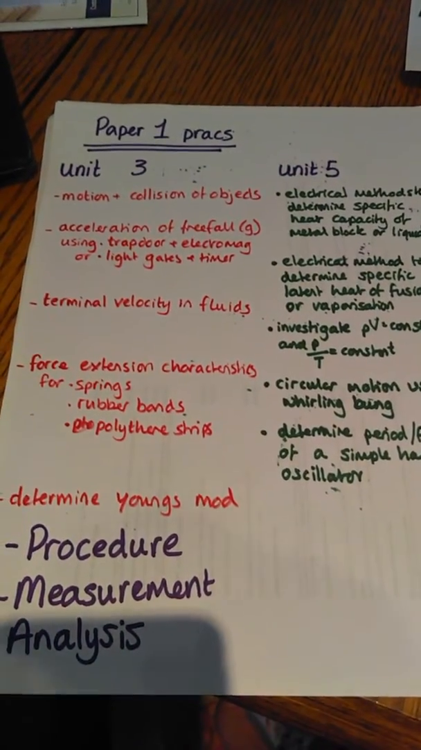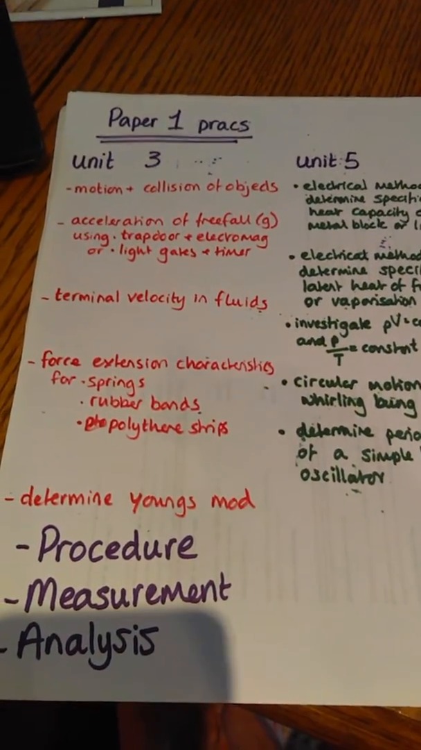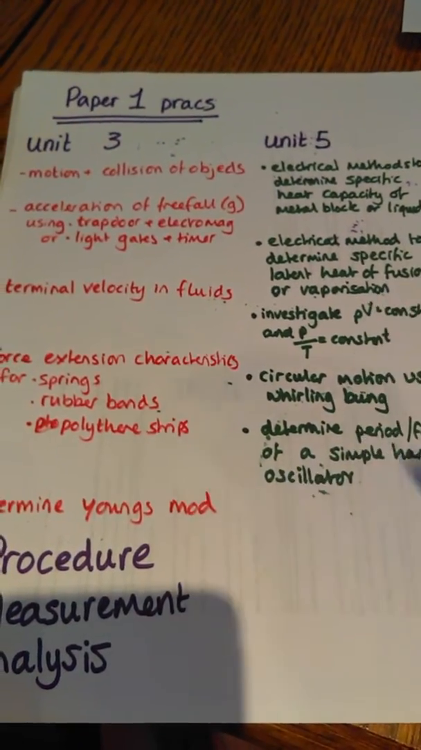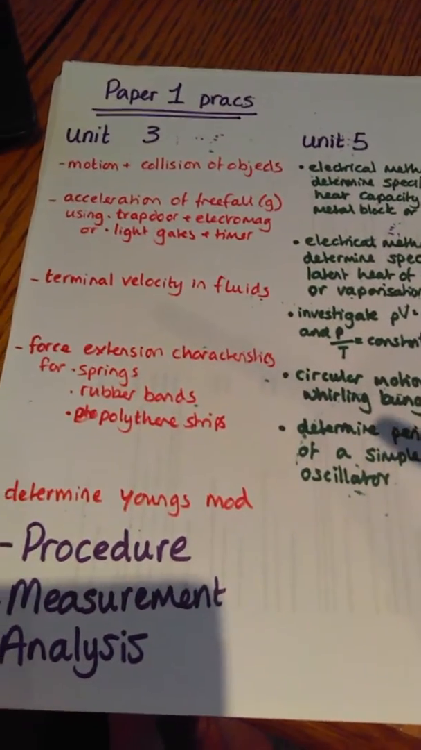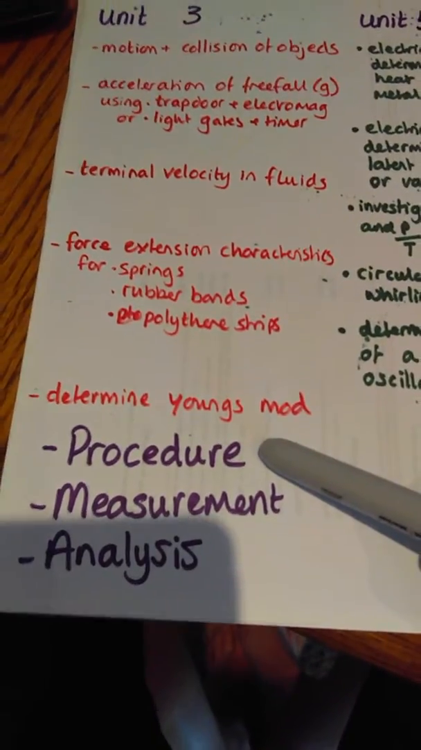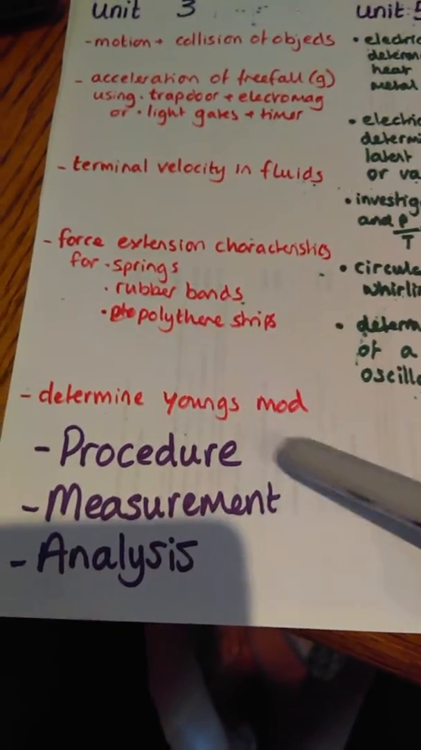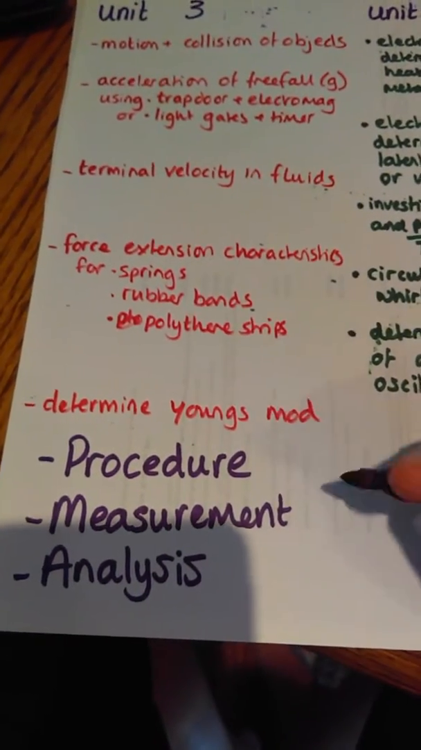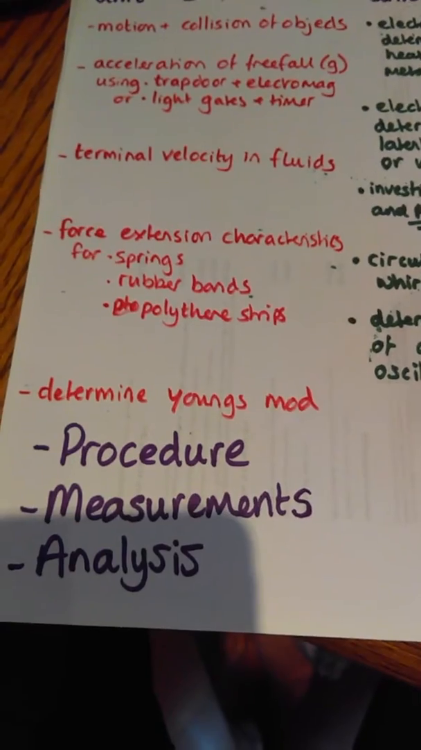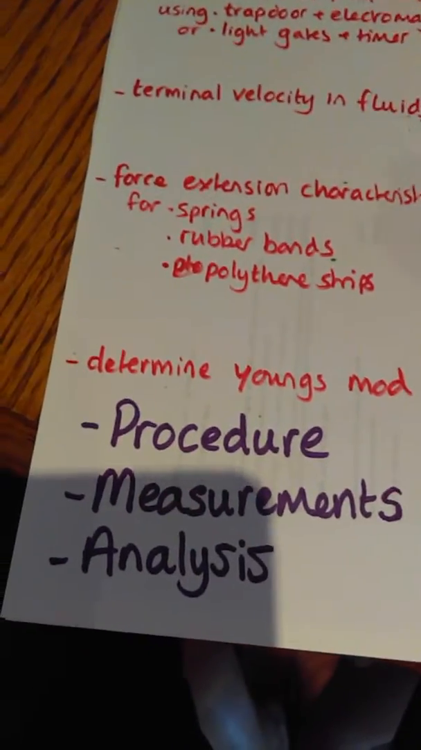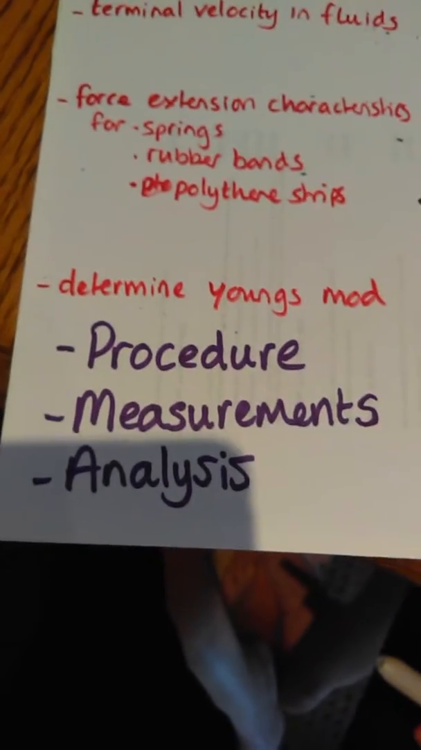Right, guys, practicals for tomorrow's paper. You need to know all the practicals from Unit 3 and from Unit 5, okay? I'm just going to go through them quickly, but remember, for each practical you get marks for the procedure, what you're going to do, the measurements. Now, what you're going to measure and what you are going to use to measure things with. So if you're measuring the diameter of a wire, you'd use a micrometer, that sort of thing.